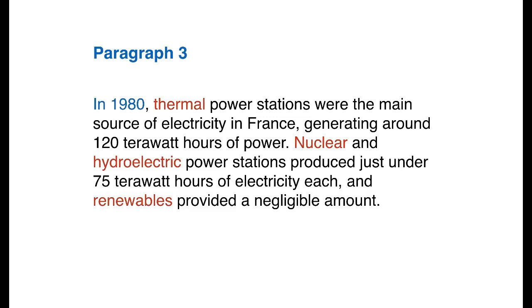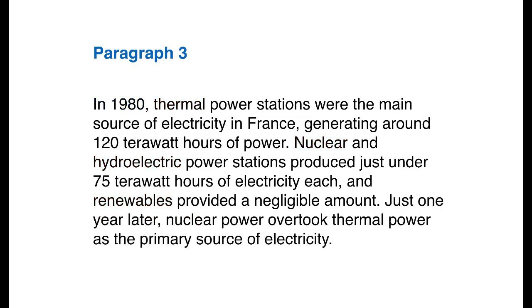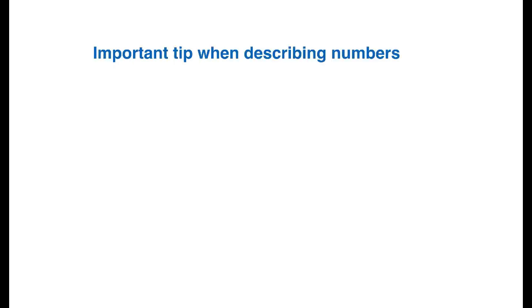Now I just want to add one more sentence about the year 1981. Just 1 year later, nuclear power overtook thermal power as the primary source of electricity. Overtook means it went above. That's paragraph 3 finished. Before we continue with paragraph 4, one important tip when describing numbers.